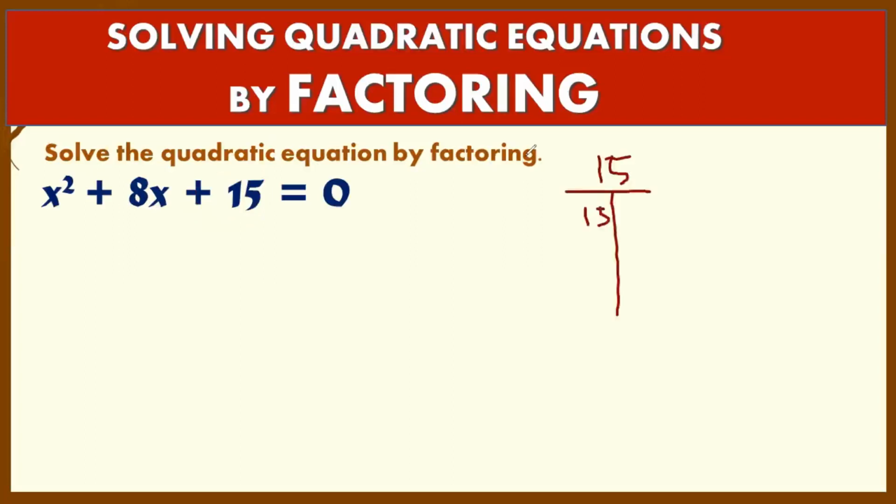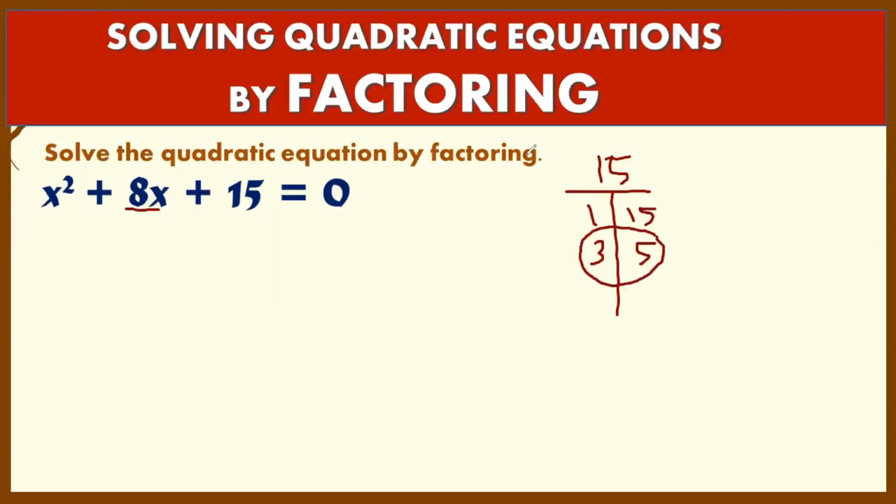We have 1 times 15. We have 3 times 5. After finding the factors of 15, our last term, we are going to consult our middle term. Which among the factors that we have listed, when added or subtracted, will become 8? 3 and 5. 3 plus 5 becomes 8. So we will use those factors.